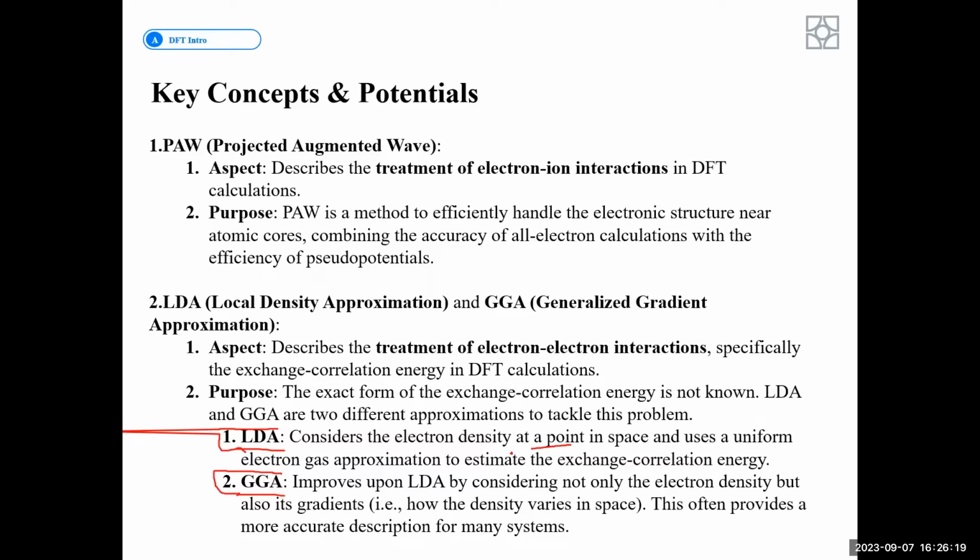So LDA assumes the electron density at a point in space and uses a uniform electron gas approximation to estimate the exchange correlation energy. In the opposite way, GGA improves on LDA, because initially it was developed from LDA. It's an improvement for the LDA by considering not only the electron density, but also its gradient, like how the density varies in space.